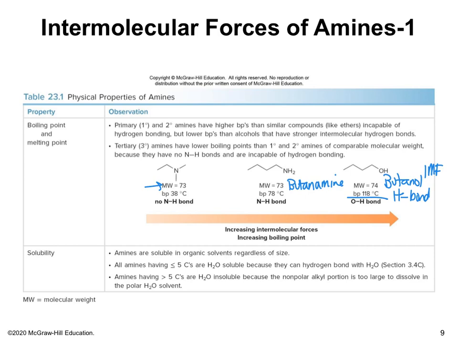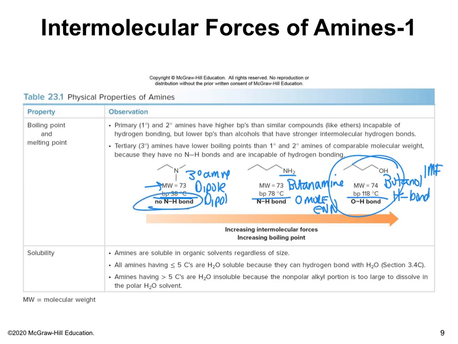This has 78 degrees. So even though it has two hydrogen bondings, because oxygen is more electronegative than the nitrogen, the oxygen hydrogen bonding is going to be stronger. Now look at this one. This is a tertiary amine. This only does dipole-dipole, and it has 38 degrees Celsius for its boiling point, because there's no hydrogen bonded to the nitrogen.